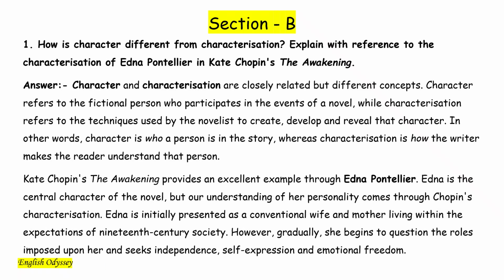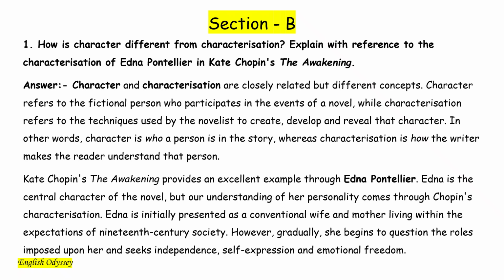Now let's move on to section B. Section B has 3 questions and each question carries 20 marks. So let's start with our first question. The first question is basically asking us about the difference between character and characterization, which refers to Edna from Kate Chopin's The Awakening. So first we need to understand the basic difference.